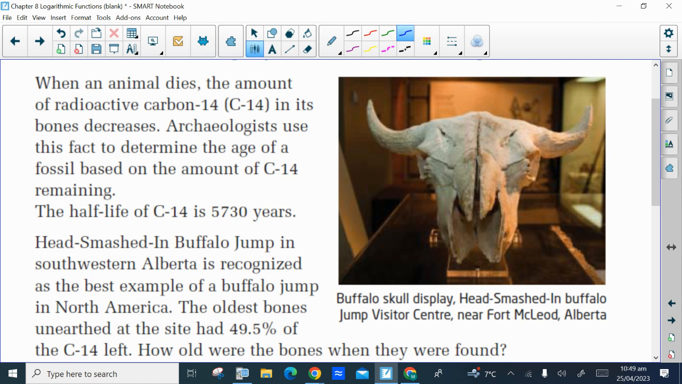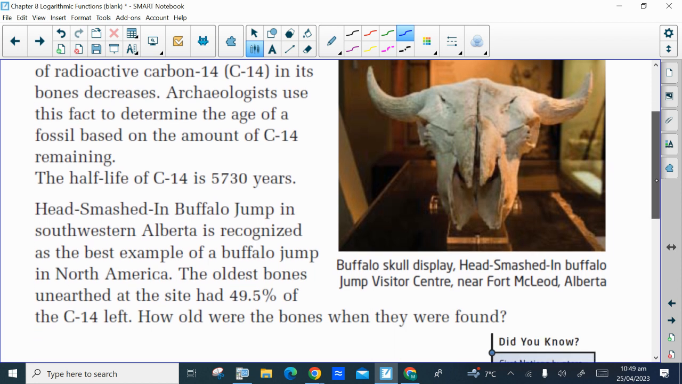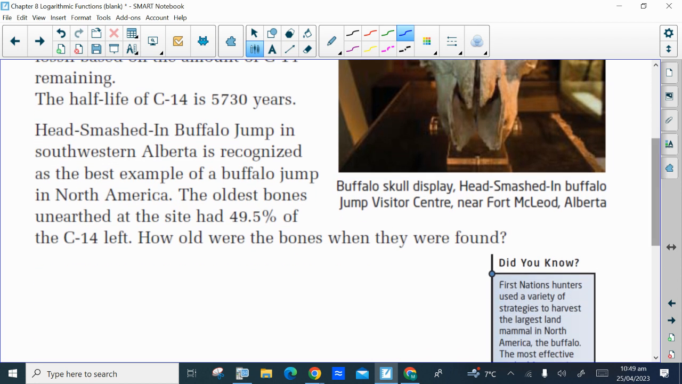Head Smashed In Buffalo Jump in southwestern Alberta is recognized as the best example of a buffalo jump in North America. It's a historic site south of Calgary. The First Nations people used to chase a herd of buffalo towards this cliff, and the buffalo would run off the cliff. They would hit the bottom and die because of how high it was. Then the First Nations people would go down there and harvest the meat. They didn't have to shoot the buffalo, they just had to chase them off the cliff. And so you can go there.